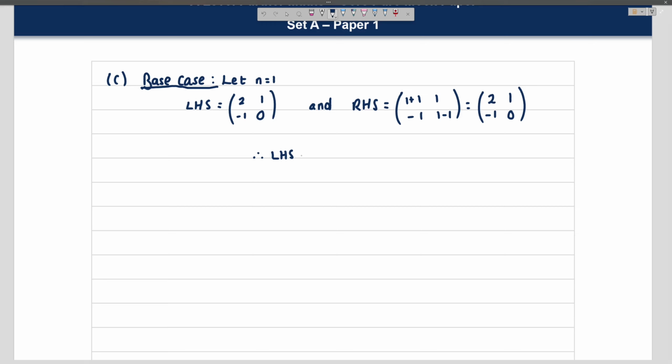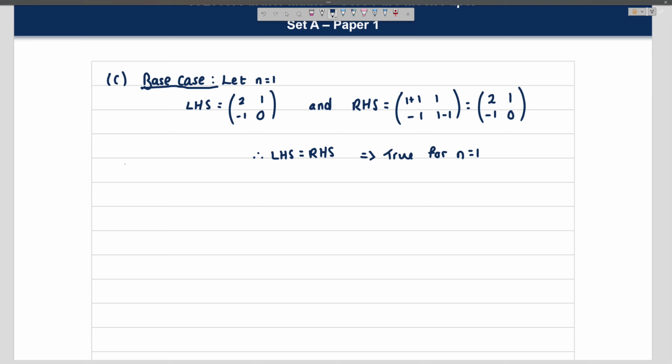So therefore, the left-hand side is equal to the right-hand side. Okay. And it holds for n equals 1. Or you could say it's true for n equals 1. So true for n equals 1. So that's the first step complete there.